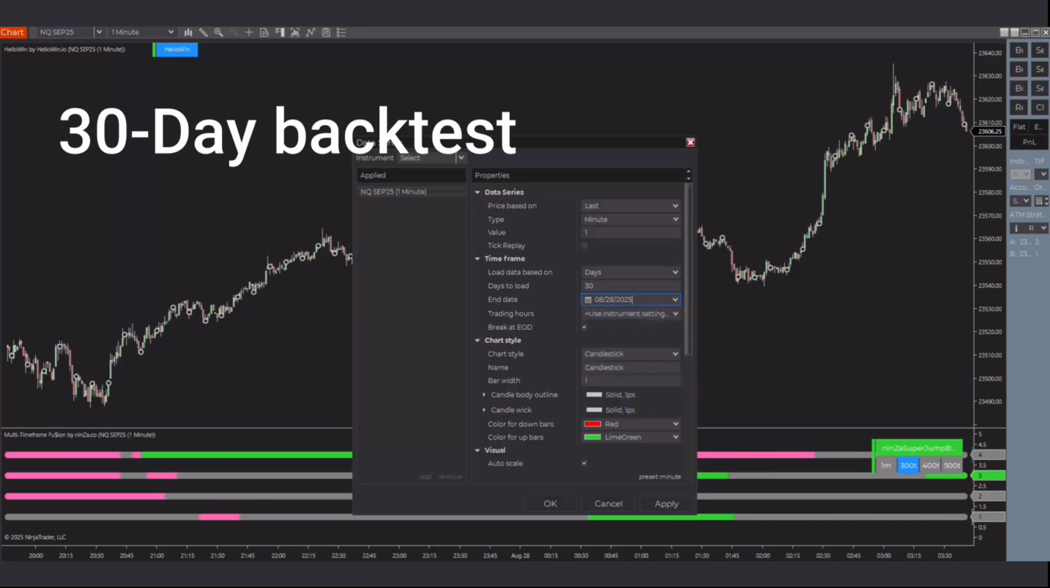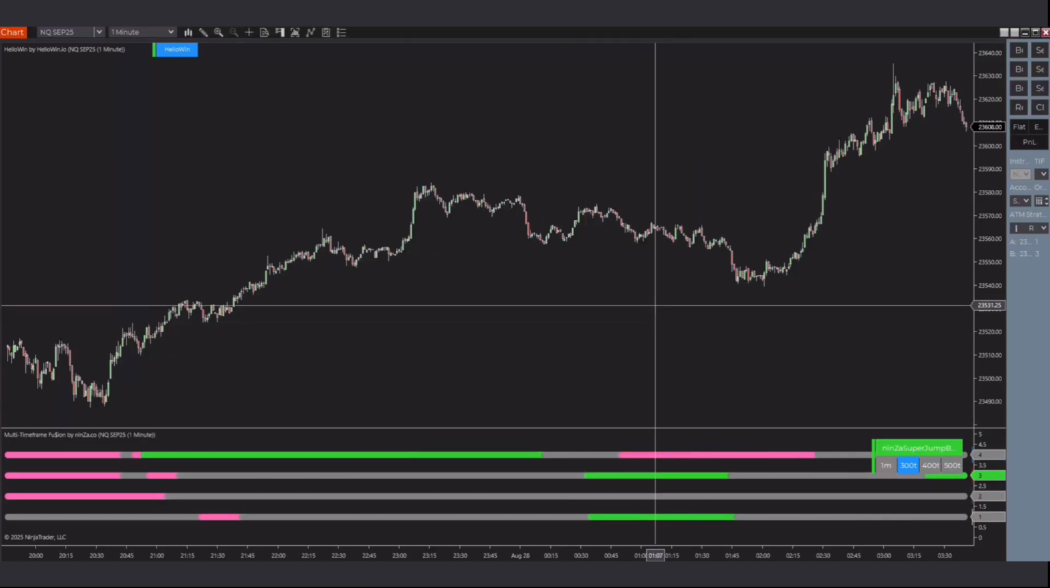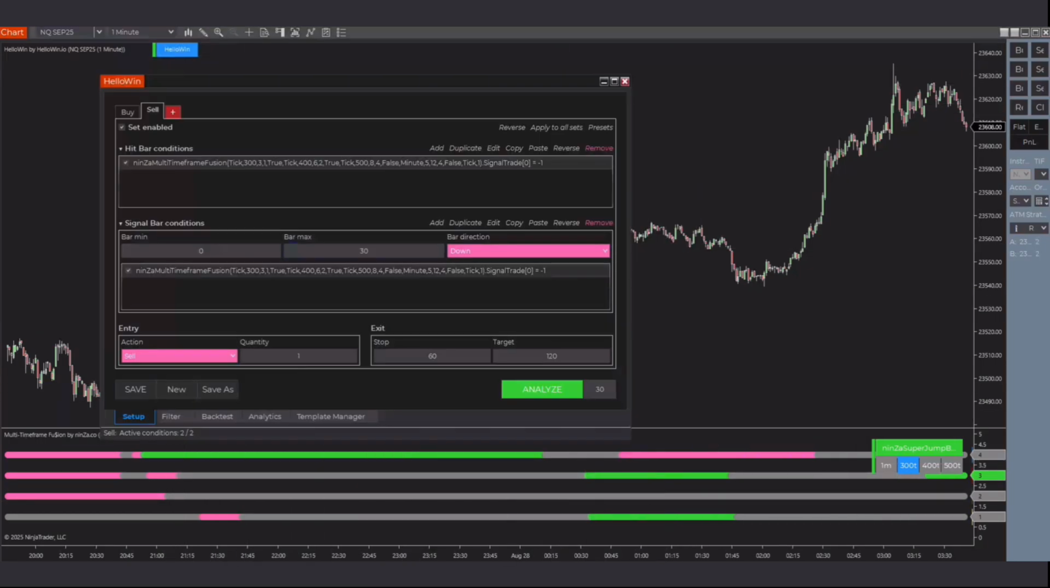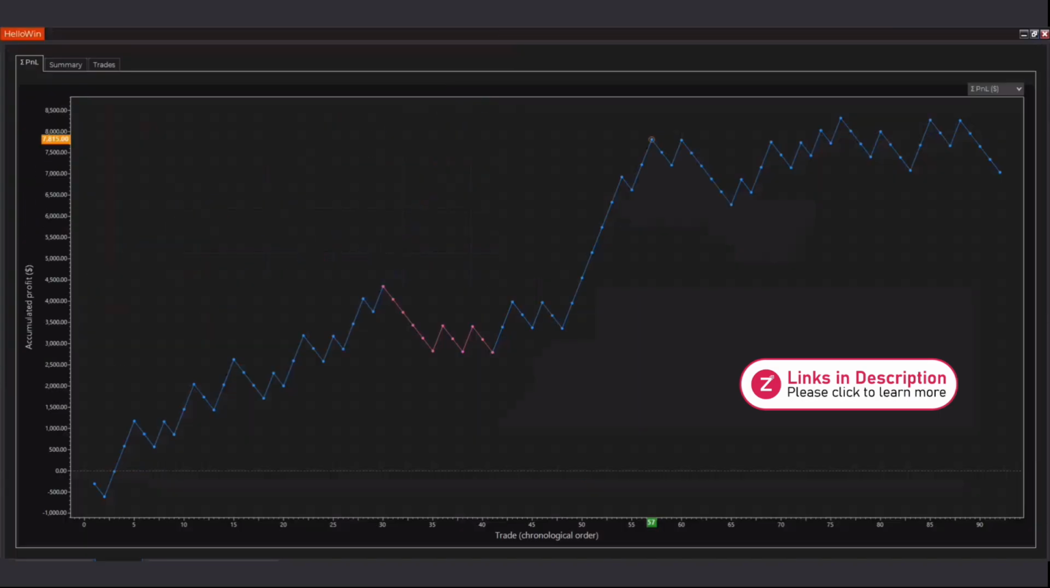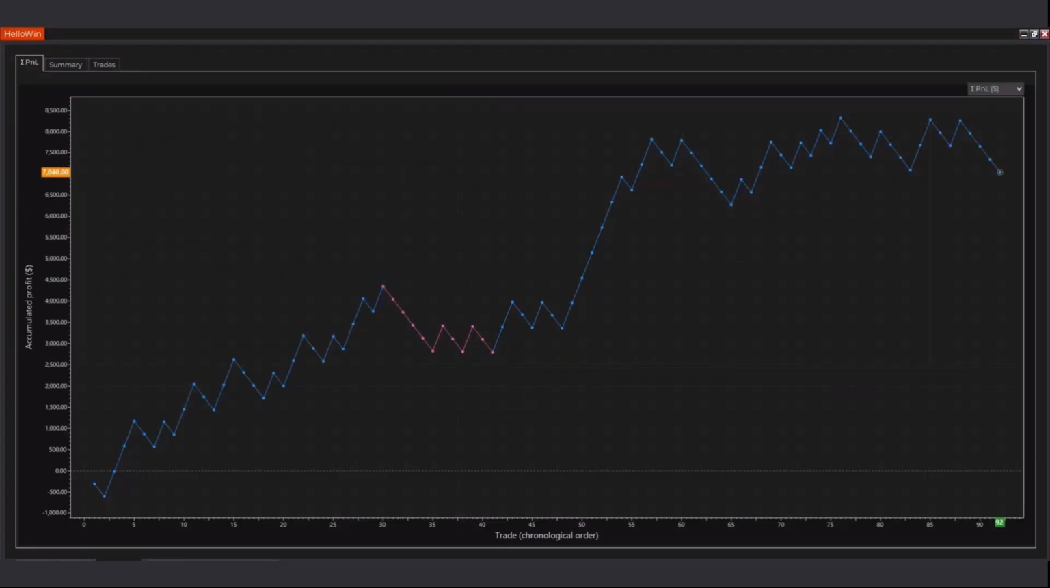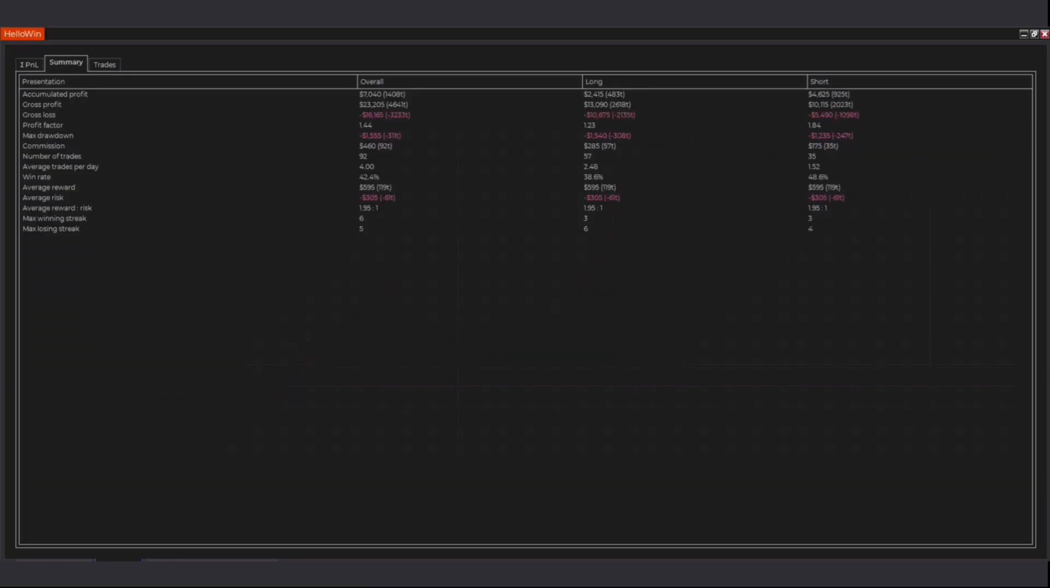This shorter time frame gives us a quick snapshot of how the system performs in the near term, allowing us to observe the stability of the signals and the initial effectiveness of the strategy before expanding to a longer test window. The equity curve looks quite impressive, showing a steady upward growth.